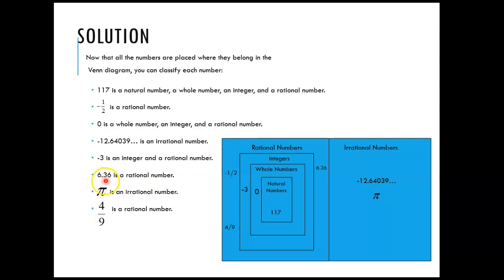Let's move on to 6.36. That is a rational number. It's over here. Okay, that is a decimal and it's terminating. It's finite. So that's a rational number only. And we know pi. Pi is irrational. It's never ending and it's a never ending number that does not repeat with a determined pattern. And lastly, we have 4 over 9. That is a fraction, so that is a rational number.